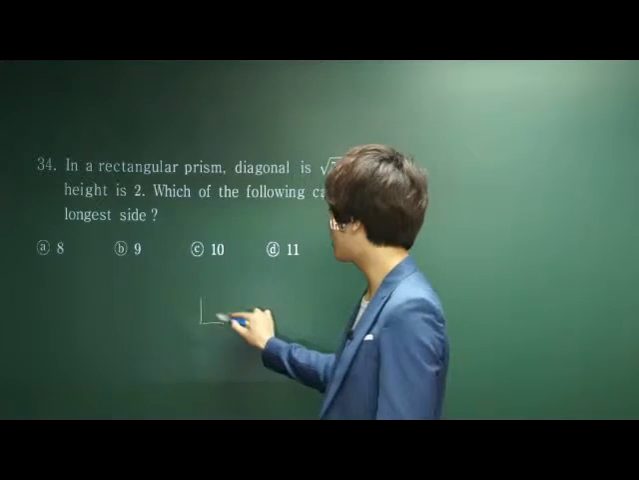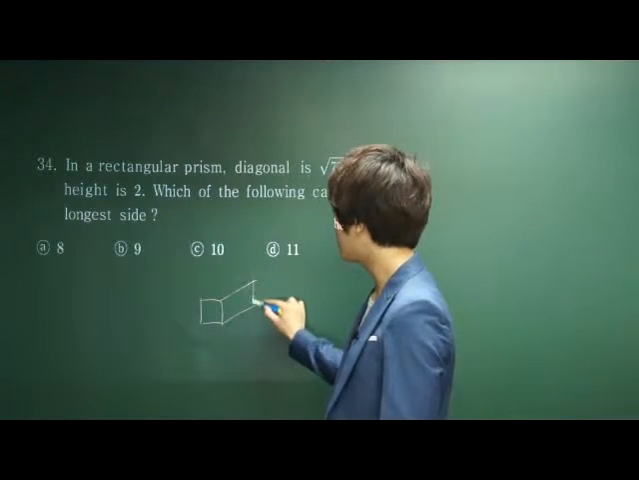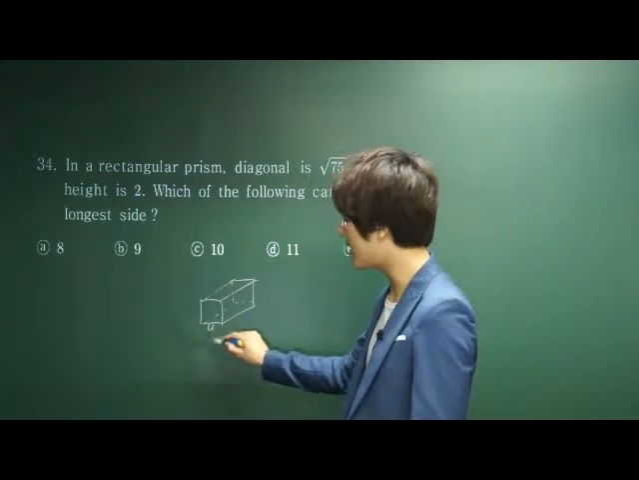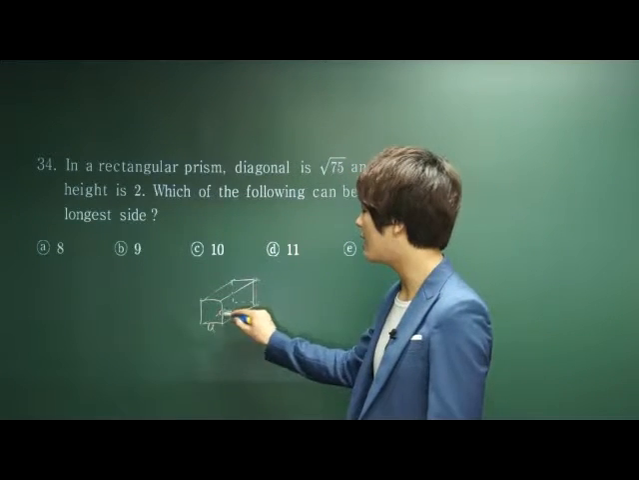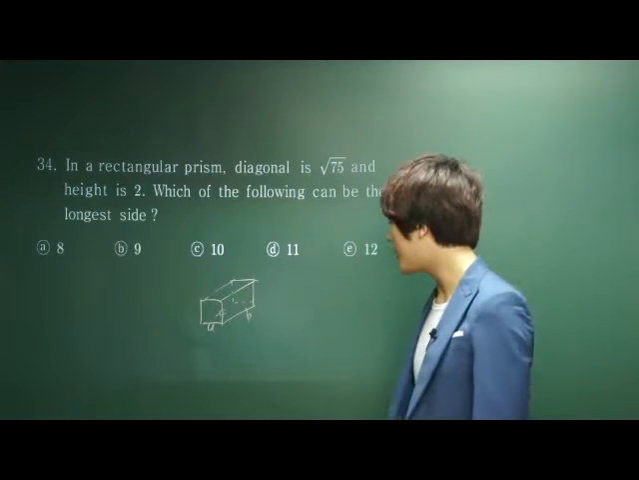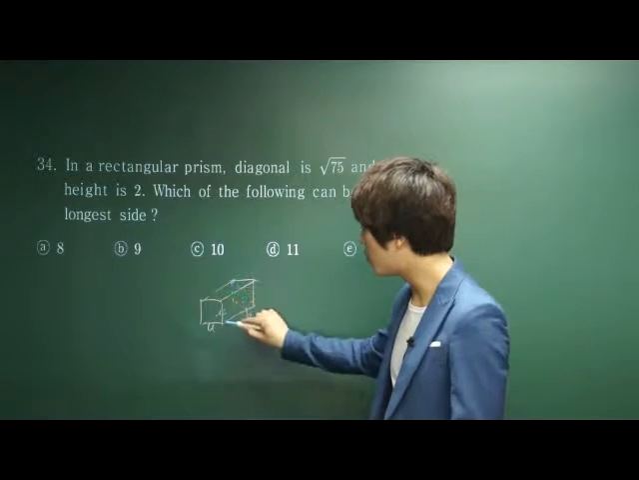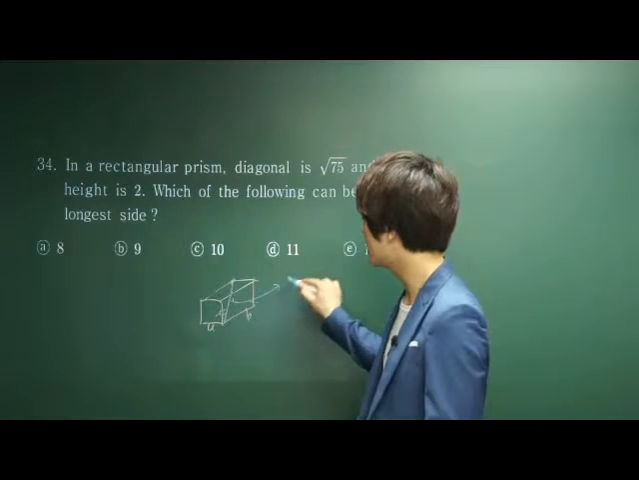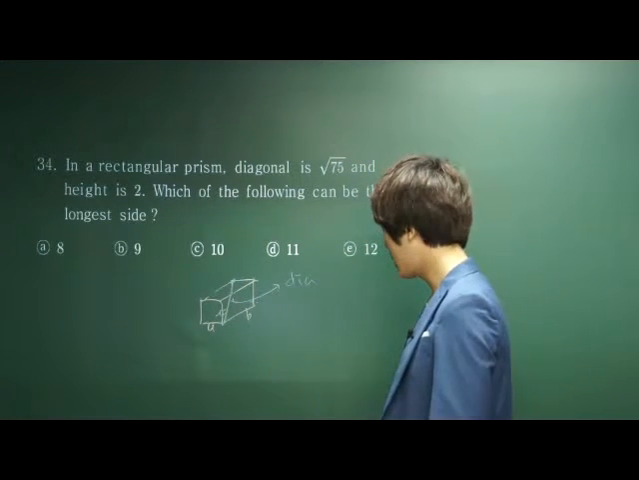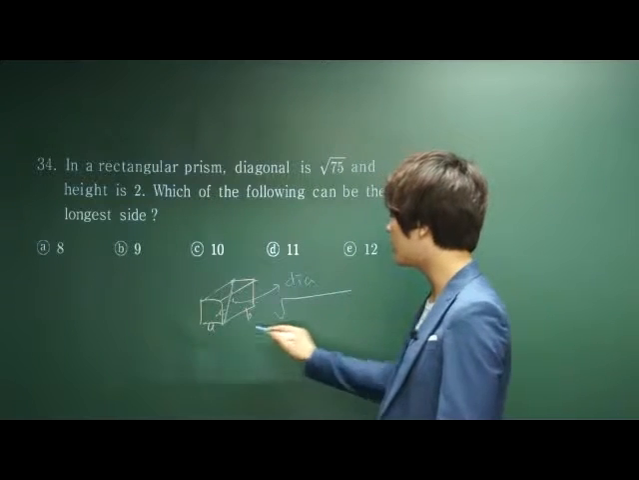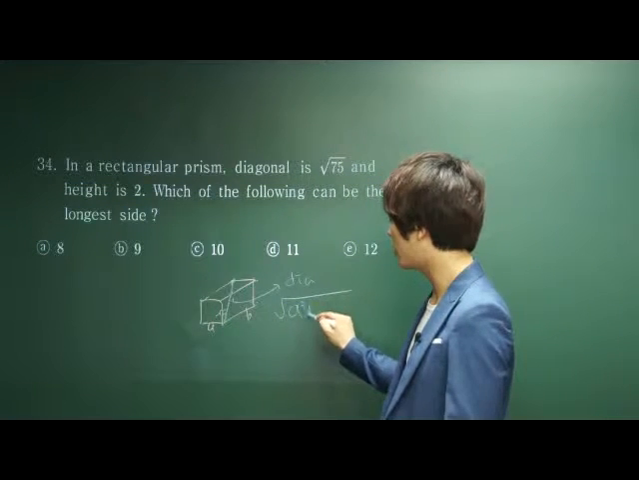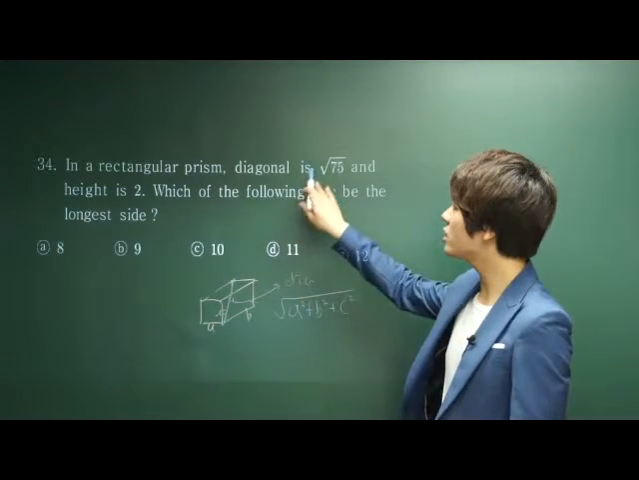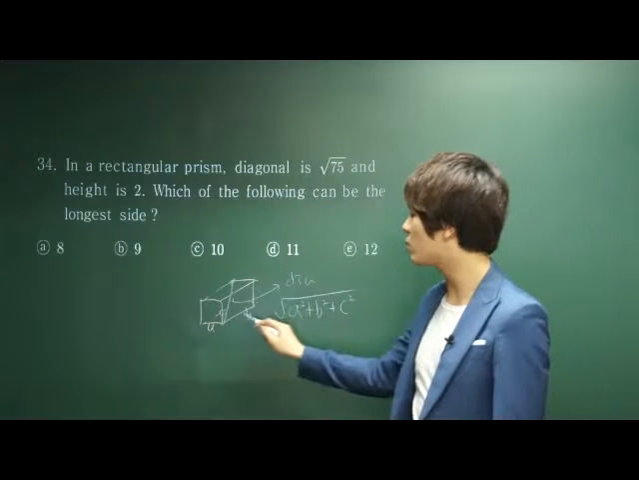Okay, if you're familiar with how to figure out the length of the diagonal when we are given a prism, let's say here is A, B, and height C. The diagonal means the longest side from this point to that point, right? This is a diagonal. And the way to find the length of the diagonal is square root of A square plus B square plus C square. Okay. In the question here, we are given that the height is equal to 2.